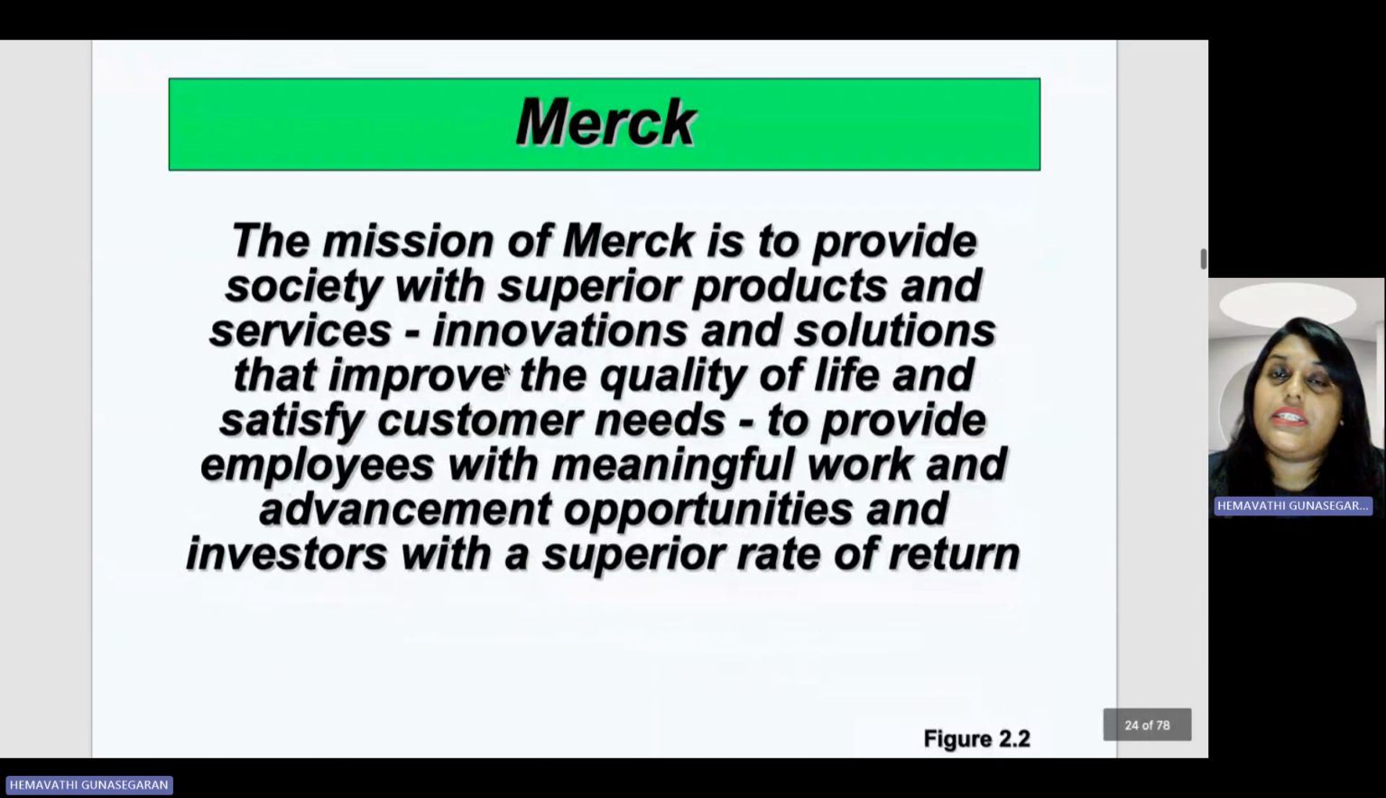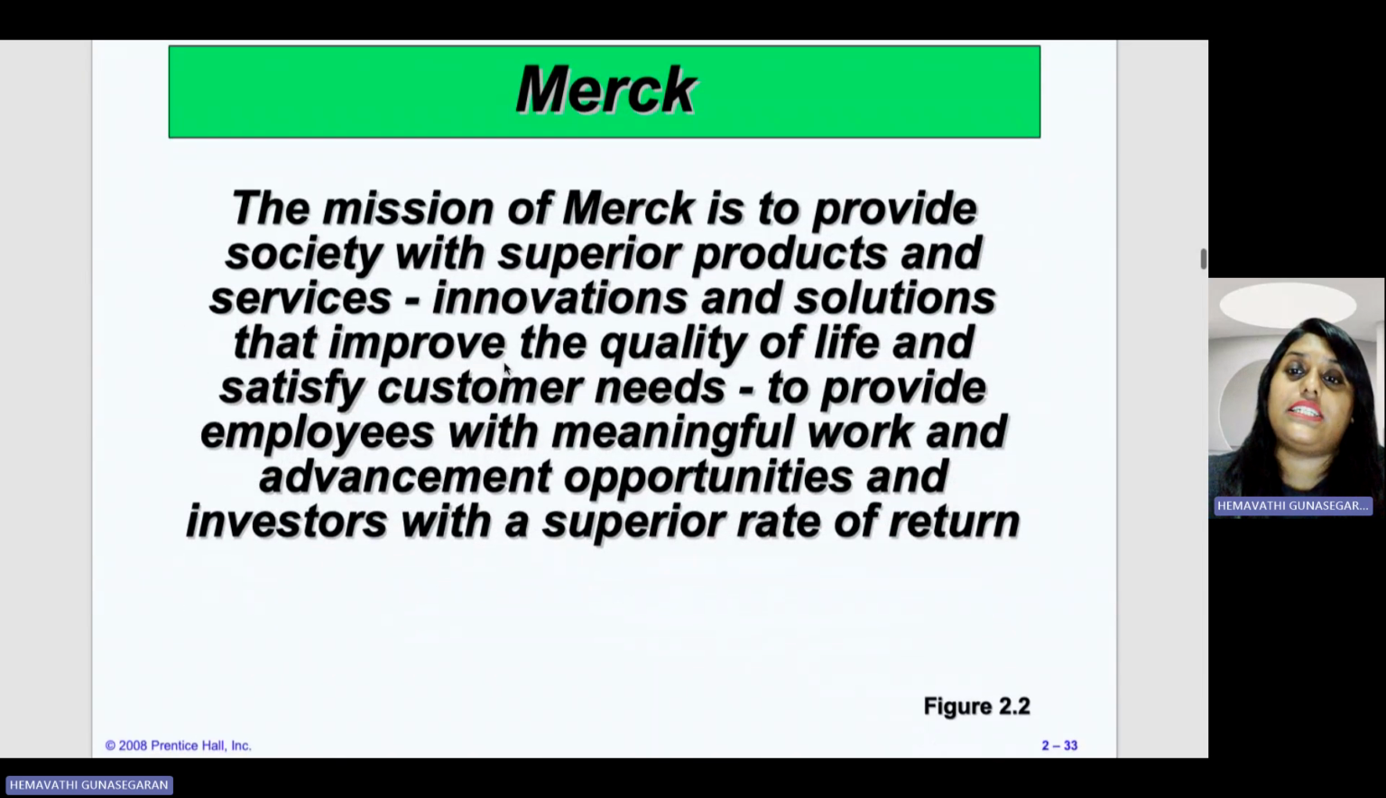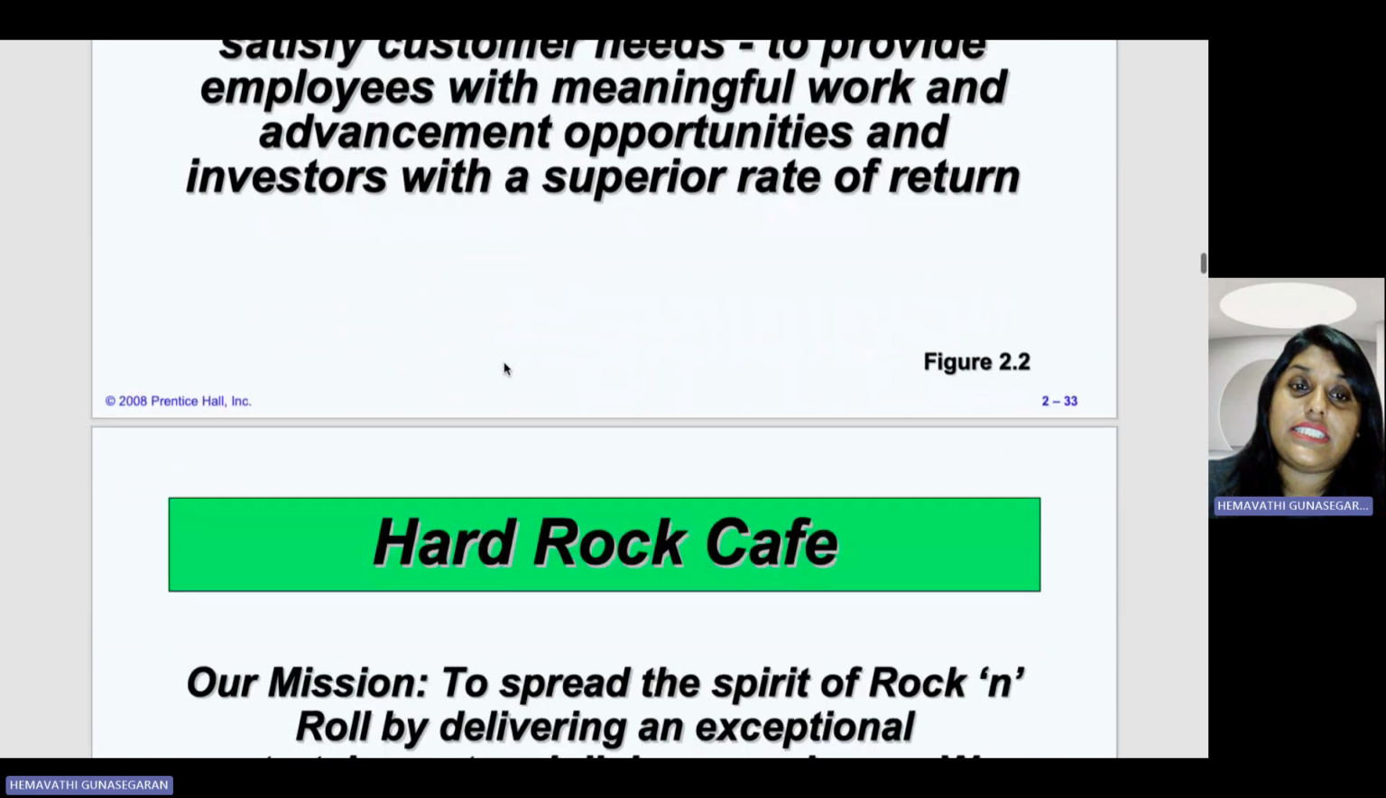But as companies started growing and establishing more and more, they started developing short mission statements that summarize and simplify the overall mission of the company. For instance, in this one, the mission of Merck is to provide society with superior products and services, innovations and solutions that improve the quality of life and satisfy customer needs, as well as to provide employees with meaningful work and advancement opportunities and investors with a superior rate of return. Right? So these are the kind of mission statements.